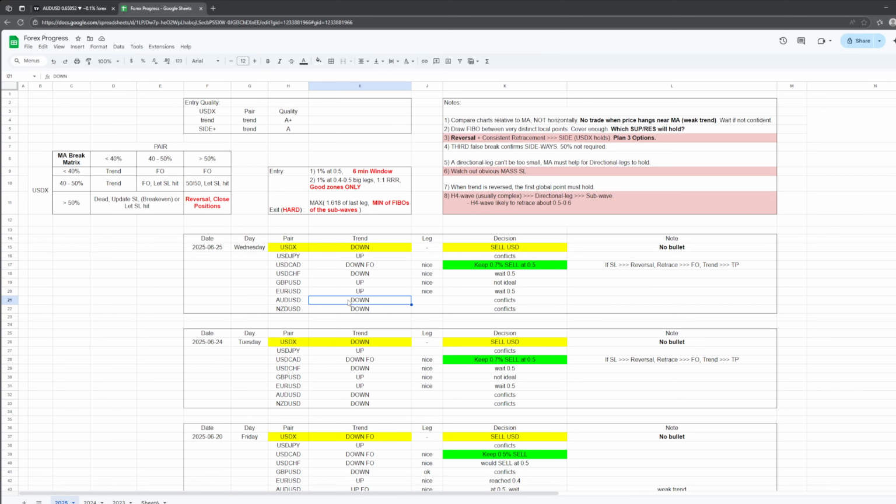So let's write it down. The Aussie trend is down, USD is getting stronger, which conflicts with the USD index chart, and that's why we're not gonna touch Aussie. So it's conflicting.